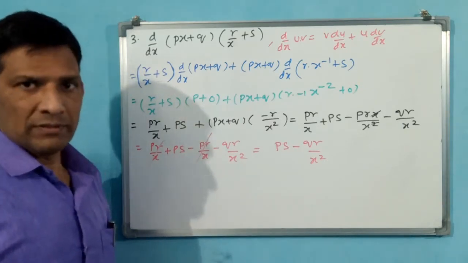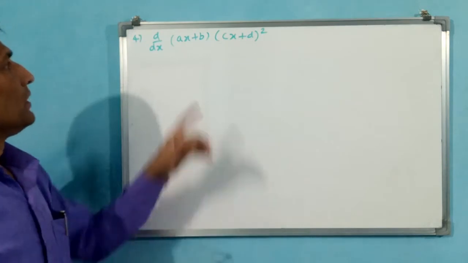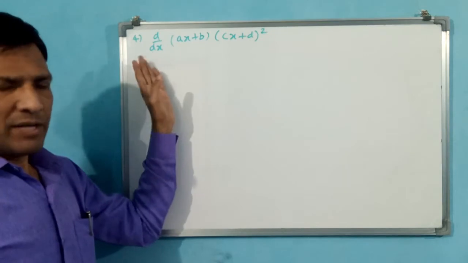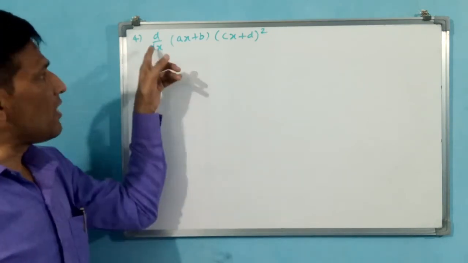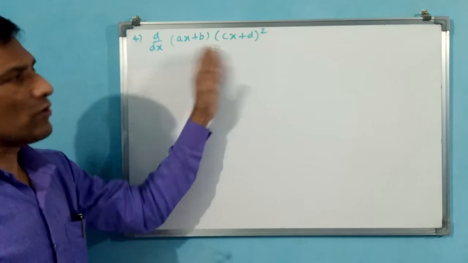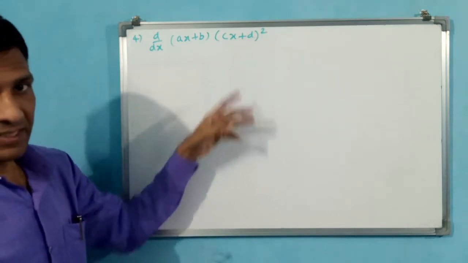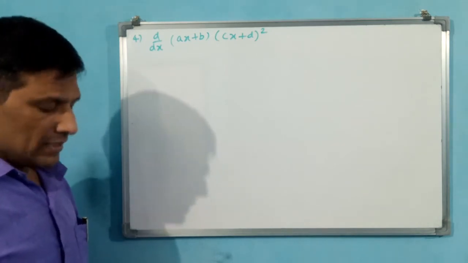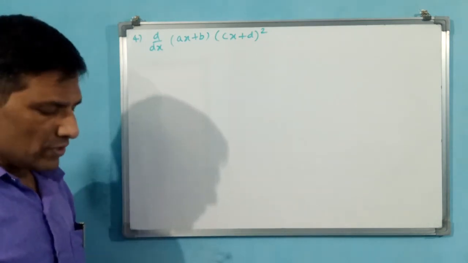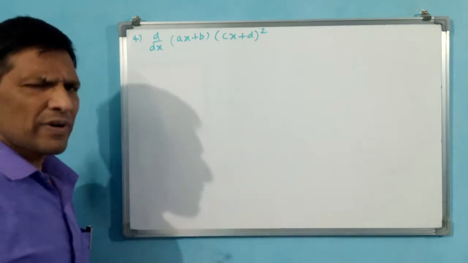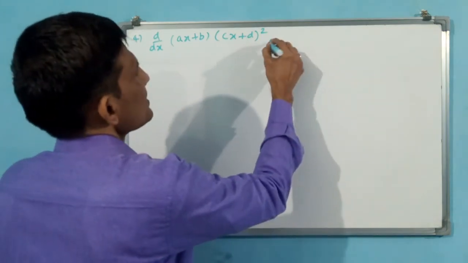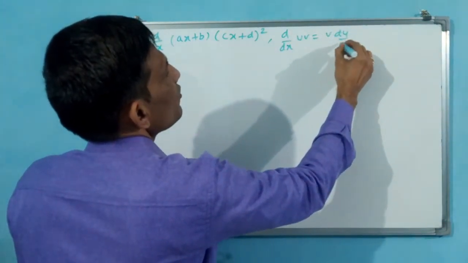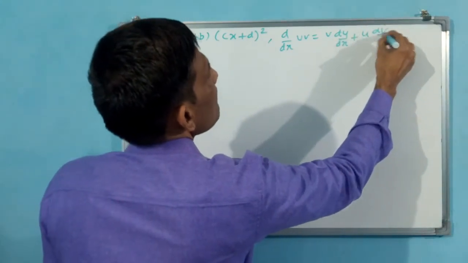Let us go for fourth question. See here, fourth question. D by dx, they have not written. They are asking us to find derivative. I have written d by dx like. D by dx uv like you have to take. But here your square is there. Carefully how to do this. Let us proceed further. D by dx uv, you have to write the formula. D by dx uv is equal to v du by dx plus u dv by dx.